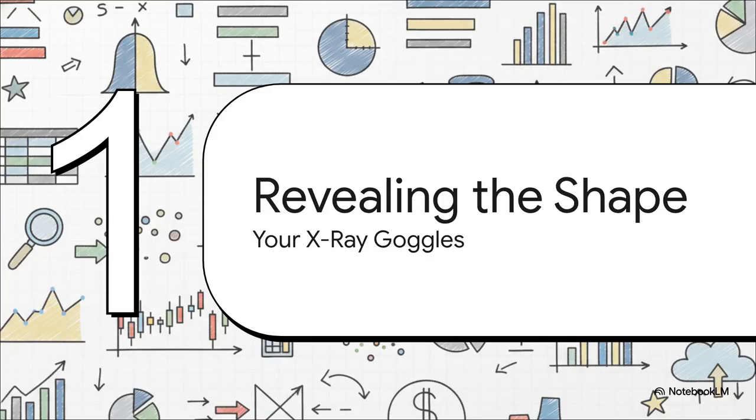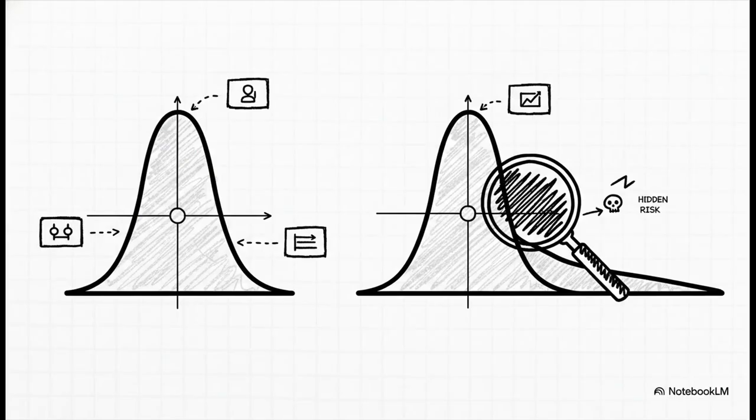All right, so we've got our center, we've measured the volatility, we should be good, right? Well, not so fast. That still doesn't tell us the whole story. What if the data's all lopsided or hiding some nasty surprises? For that, we need to break out the third part of our toolkit, our X-ray goggles, so we can see the data's true shape.